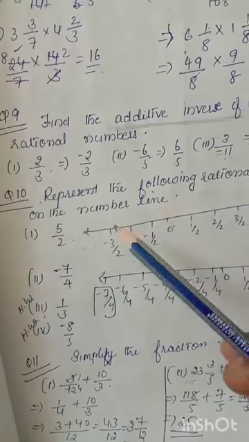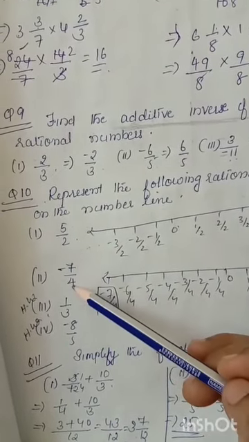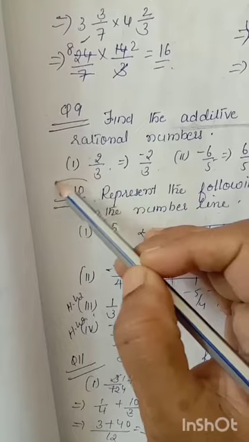Represent the following rational numbers on the number line. 5 by 2 and minus 7 by 4. This I will show.